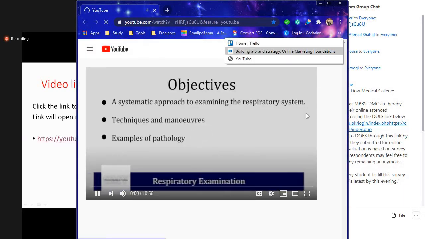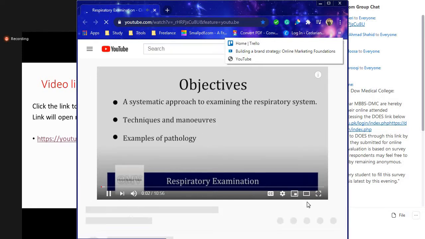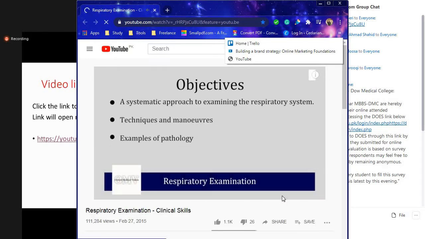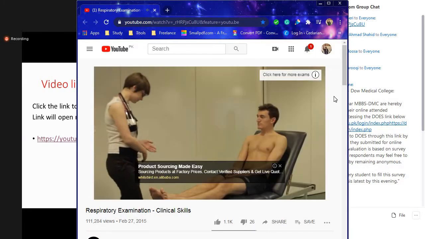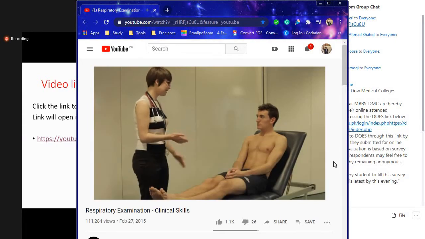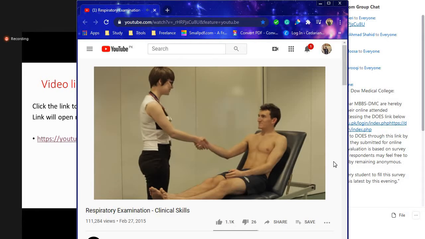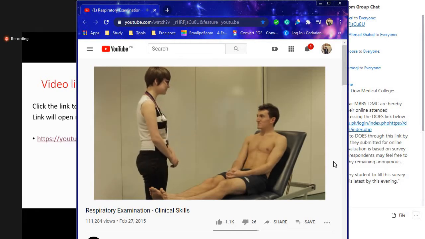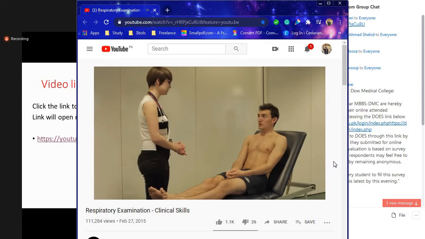This video will demonstrate a systematic approach to examining the respiratory system. It will also give examples of pathology that may be encountered in an abnormal respiratory system. As with any examination, wash your hands, introduce yourself, get permission of the patient, inquire about pain and ensure privacy, adequate exposure and correct position. For a respiratory examination, the patient should be sitting at 45 degrees and exposed to the waist.